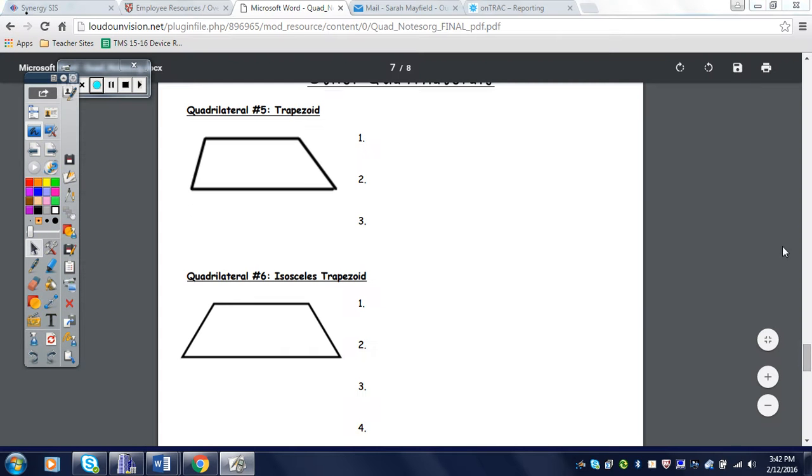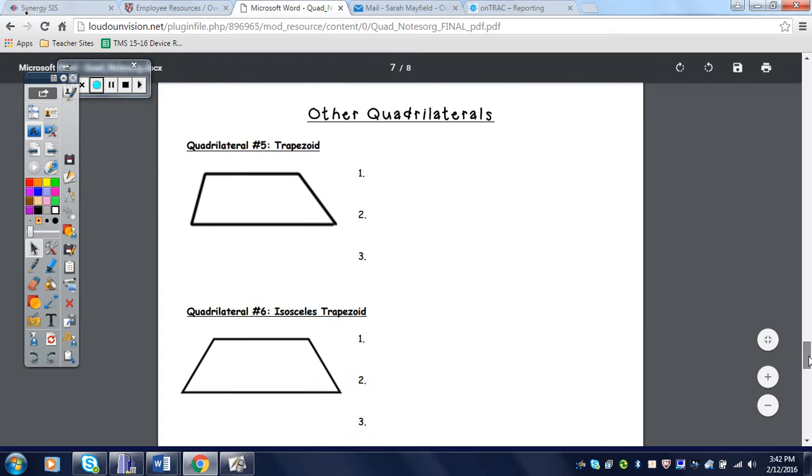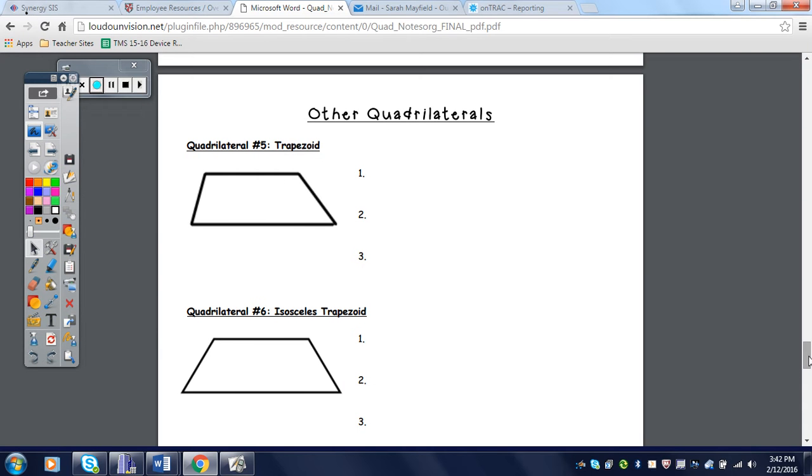Alright, hey guys, we are going to talk about the last two quadrilaterals, but there are actually three. So you should have got this piece of paper from me in class today. If you didn't, make sure you print it out so you can fill it in. Preferably with some form of highlighter color, you're going to highlight the other quadrilaterals.